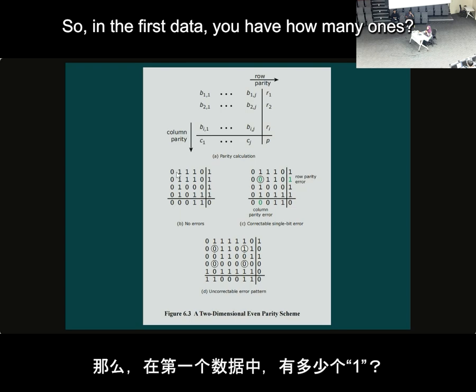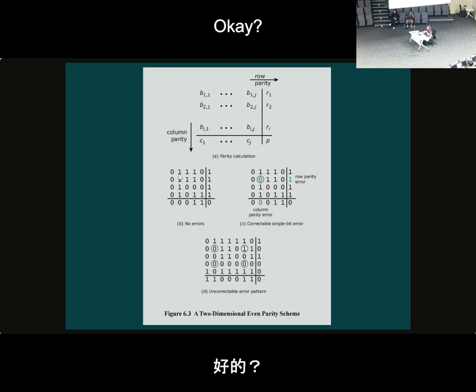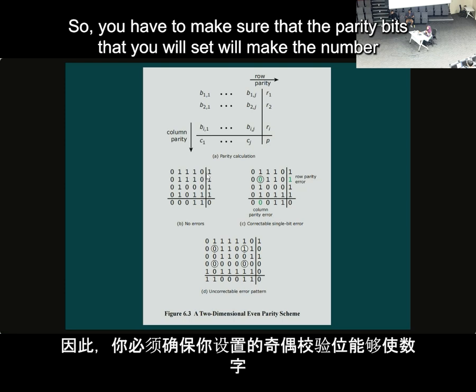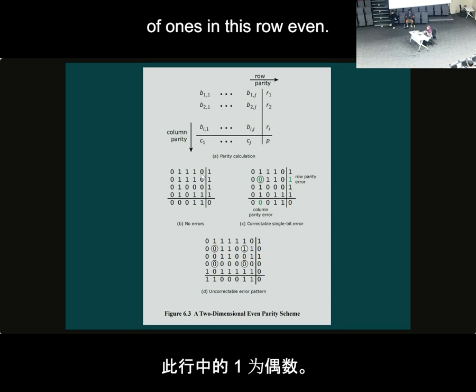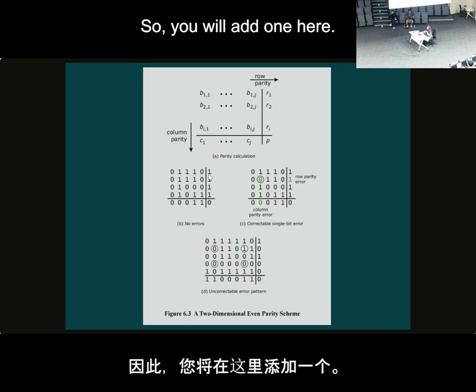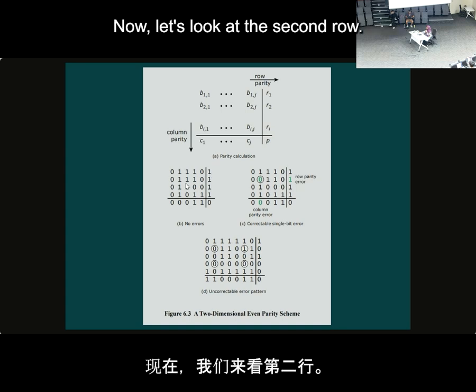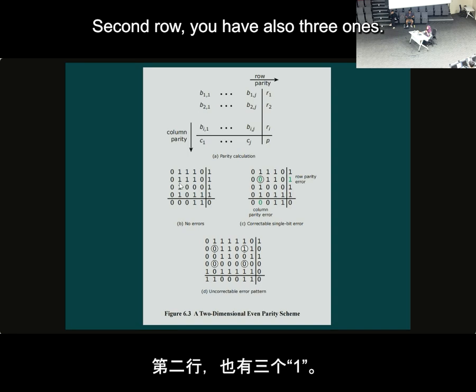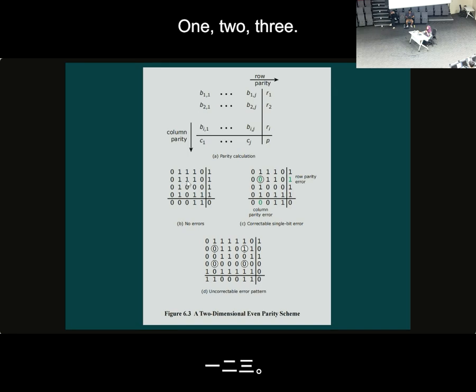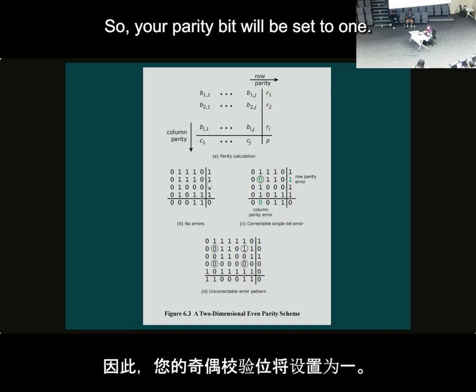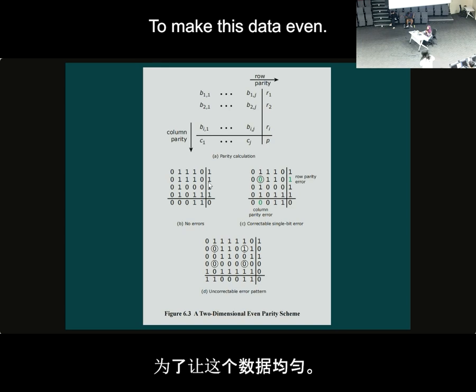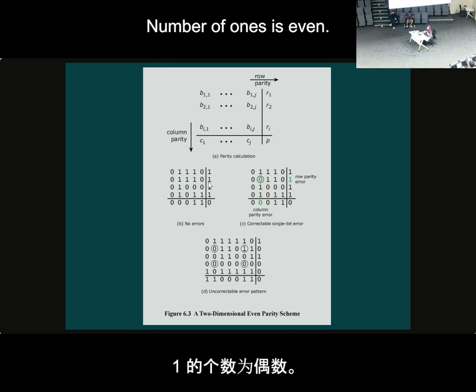In the first data, you have how many ones? 3, so 1, 2, 3. You have to make sure that the parity bit you set will make the number of ones in this row even, so you will add 1 here. Your parity bit for the first data will be 1. Now let's look at the second row. The second row also has 3 ones, 1, 2, 3, so your parity bit will be set to 1, to make the number of ones here even.